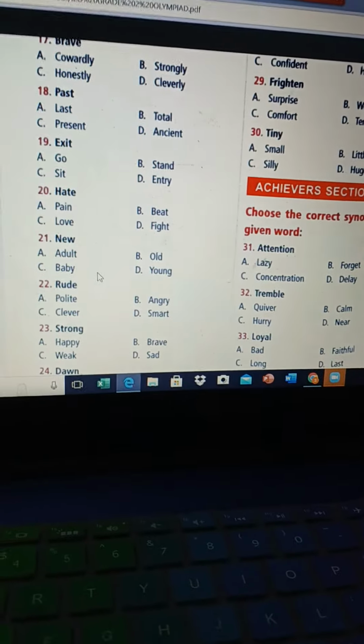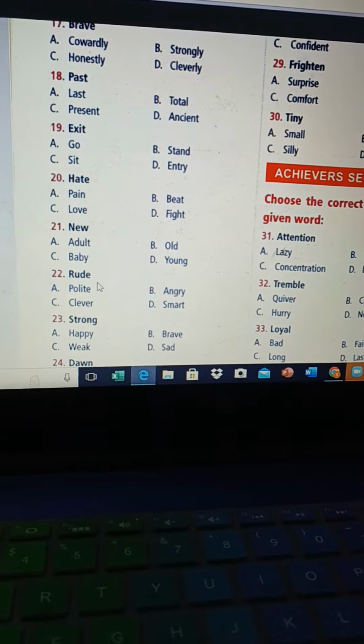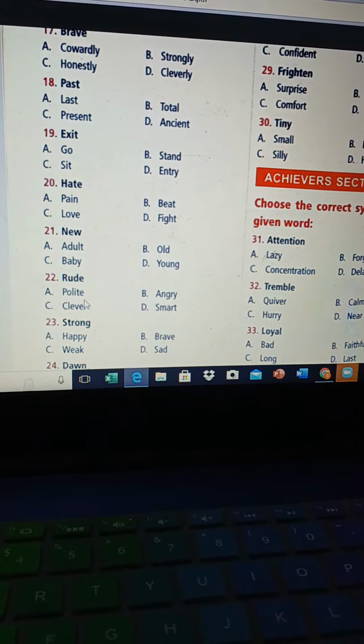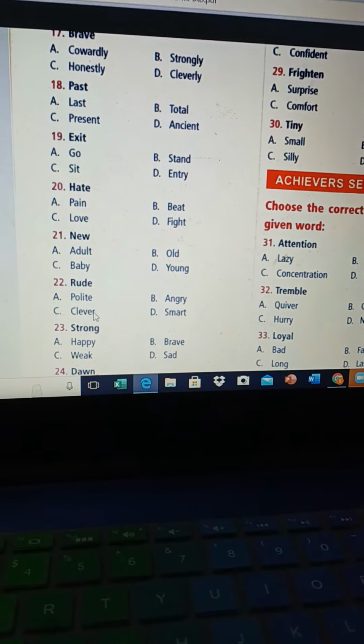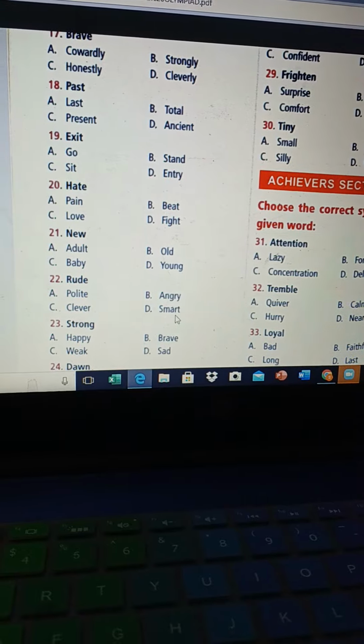Large. The opposite of baby will be large. So now rude. The opposite of rude will be polite. Rude means very bad and polite means obviously very good. The opposite of clever will be foolish. The opposite of smart will be unsmart.